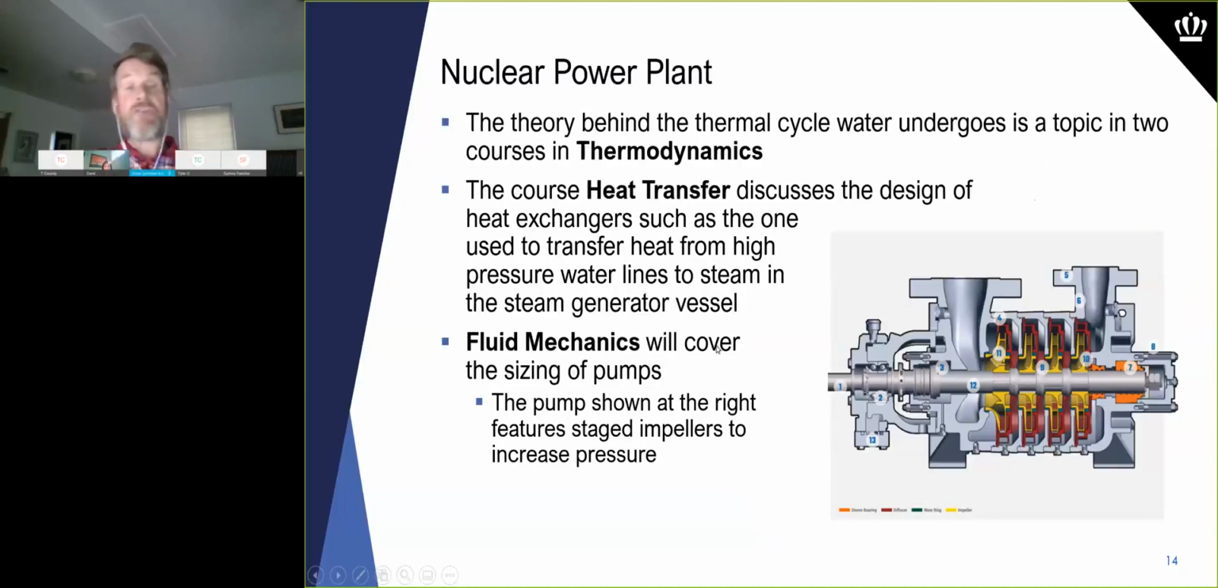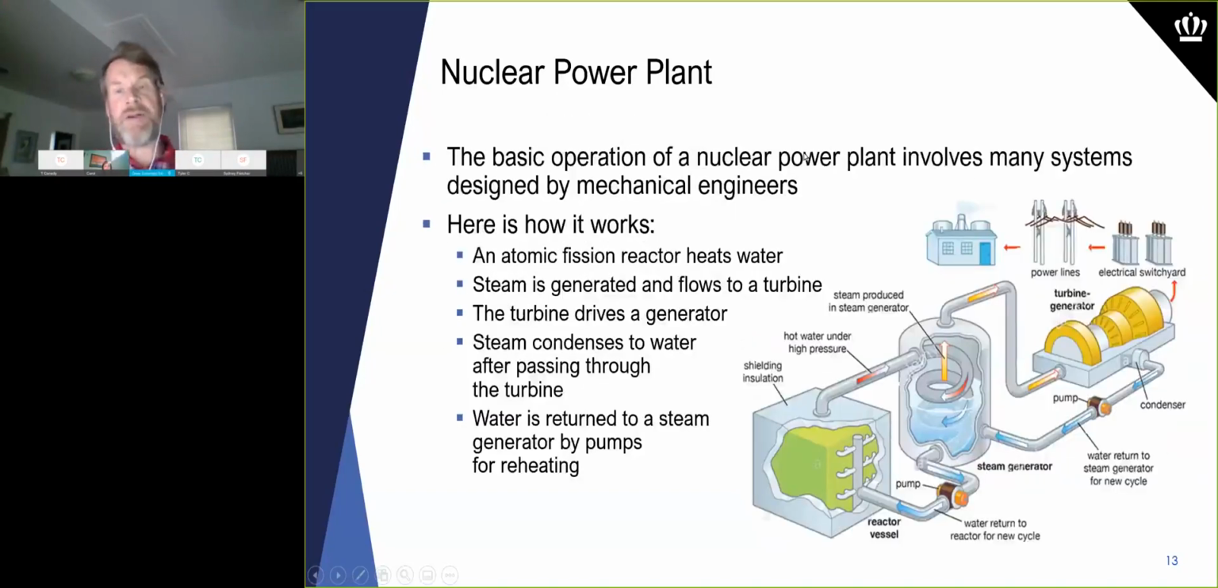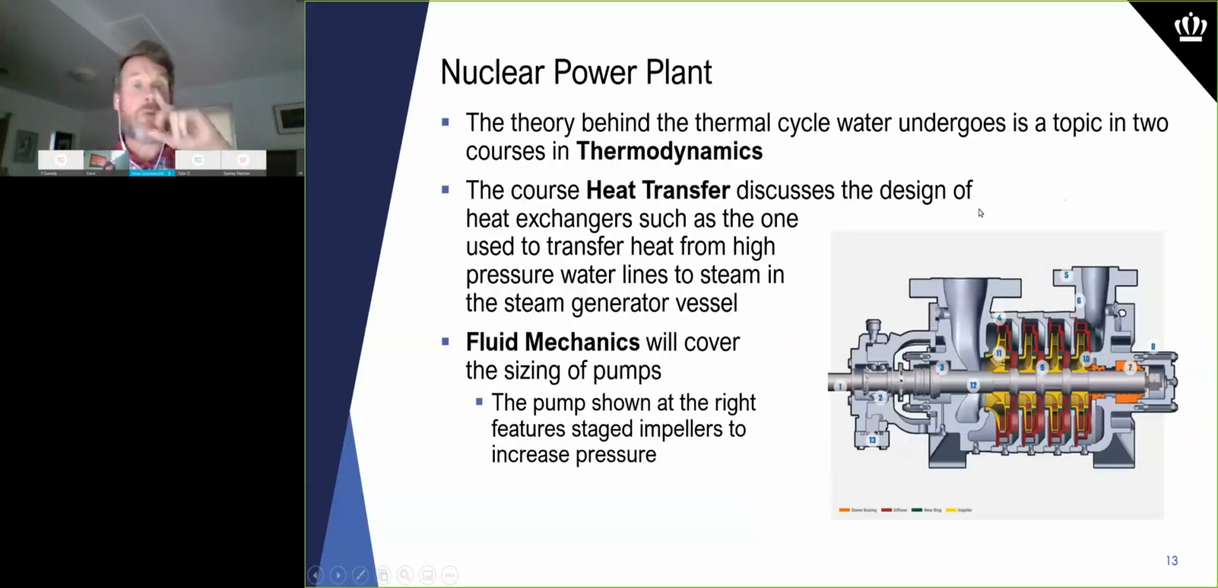So fluid mechanics is going to cover the sizing of these pumps, how to pick the right pump for the job. The actual thermal cycles that we saw, if we go back a slide here, the thermal cycles that we see passing through the reactor into the steam generator and also the steam generator into the turbine, those are going to be covered in courses in thermodynamics. And we have 2 courses in thermodynamics that will talk about that.